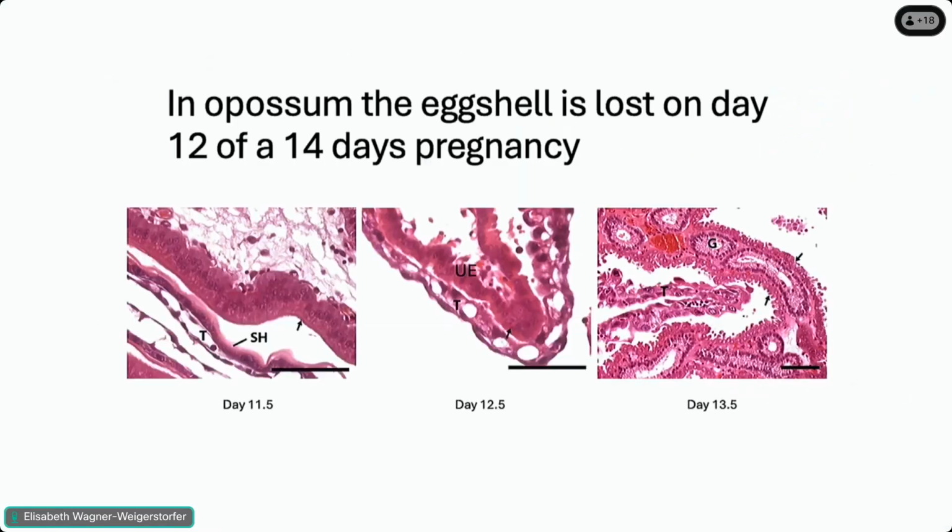You can see this here in histological evidence. So here is day 11.5. This is the epithelium of the mother. This is the trophoblast. And here you see this extracellular layer that we call eggshell or shell cover. And on day 12.5, this layer is gone, and the trophoblast cells are in direct contact with the uterine epithelium, and then all kinds of stuff is happening here that I don't want to talk about.